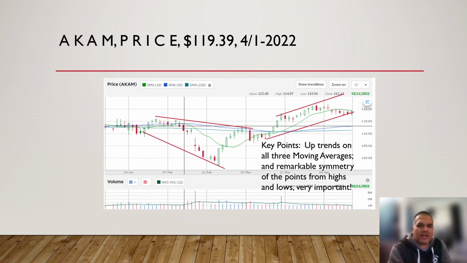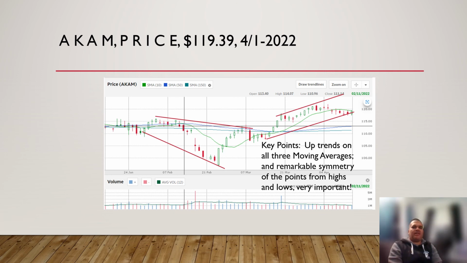And I drew lines to show that, well, Ed was interested in Akamai because at the end of the 3rd month of trading, I noticed what amounted to a change of direction. So we've got these little red lines pointing down, and then they're starting to point up. Key points that I wrote down there are uptrends on all 3 moving averages. That's pretty unique. We didn't see that in Citi, did we? And remarkable symmetry of the points from highs and lows.